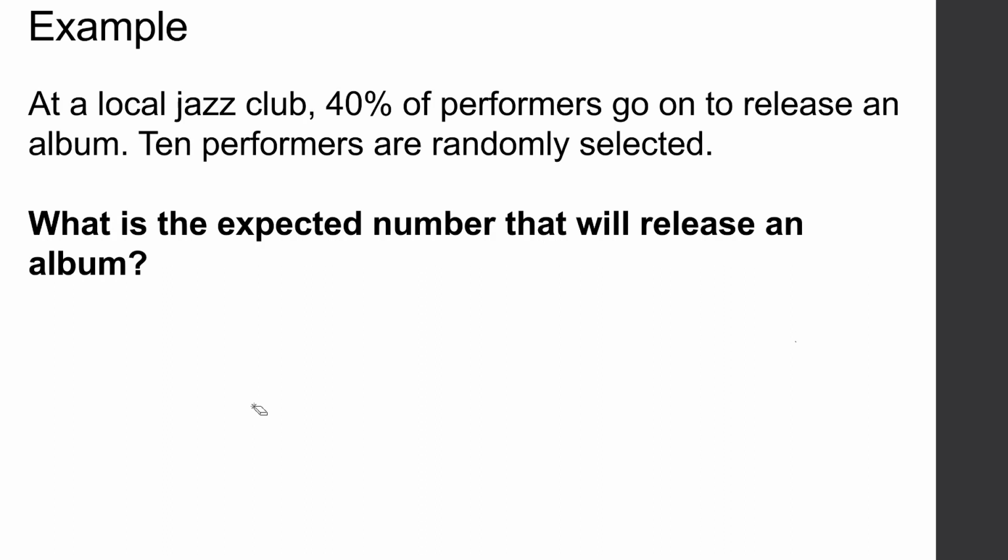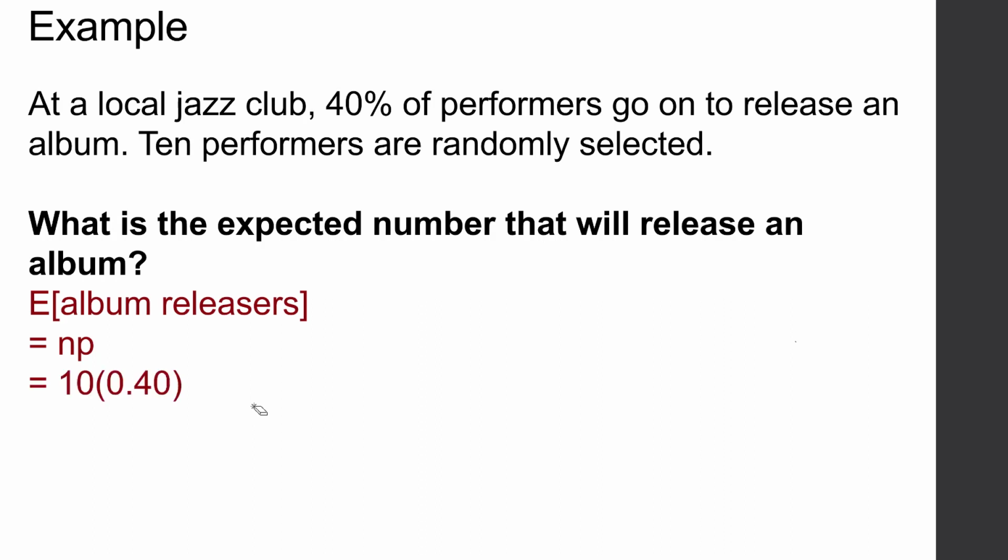So we can compute the binomial mean with our very special formula, n times p. So the expected number of album releasers is going to be n times p. We just said that n was 10 and p was 0.4, and so we're going to expect 4 performers to release an album. Now make sure you remember, we happen to get a whole number here, but if we didn't, we wouldn't round it.